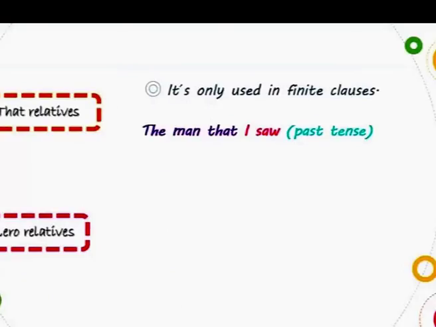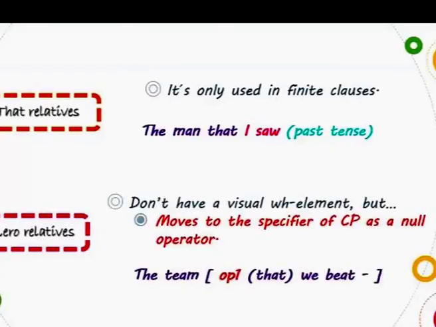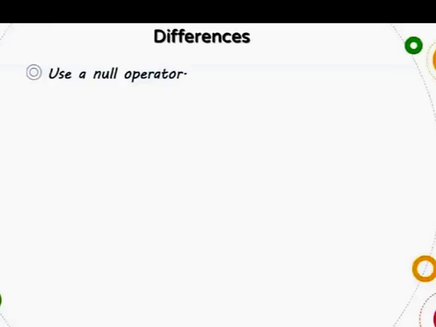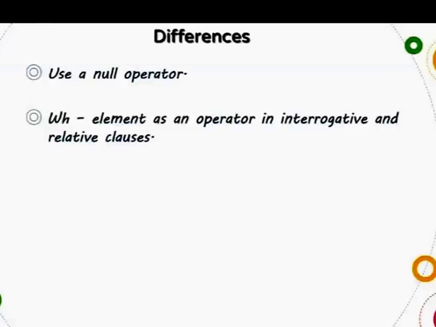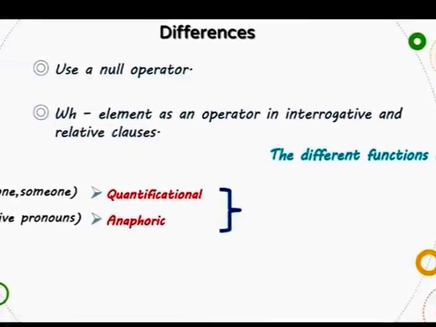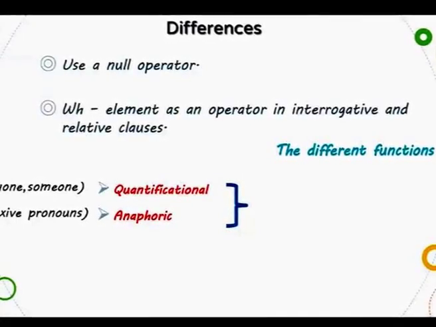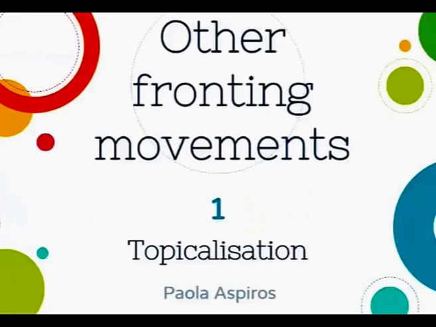In that relatives, we have that they are only used in finite clauses, and zero relatives don't have a visible WH element, but they move to the specifier of the complement phrase as a null operator. Differences: WH elements use a null operator. WH elements as an operator in interrogative and relative clauses is the function that they have. They work as quantificational or as anaphoric, and the difference in the functions is that one is for questions and the other for relative clauses.